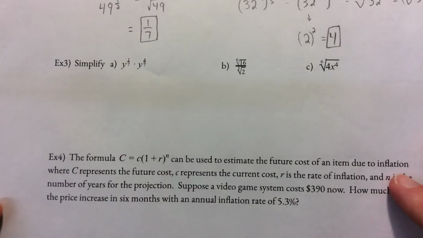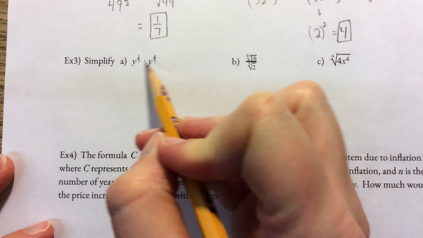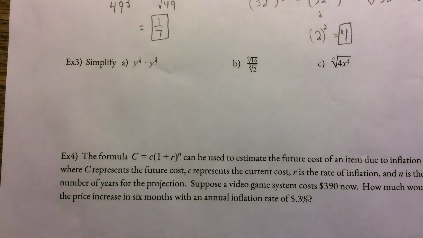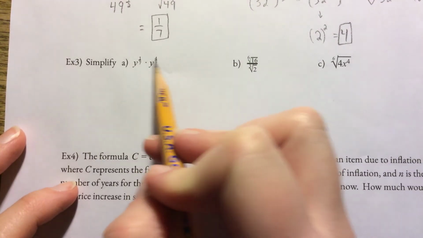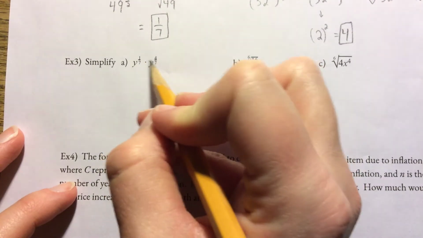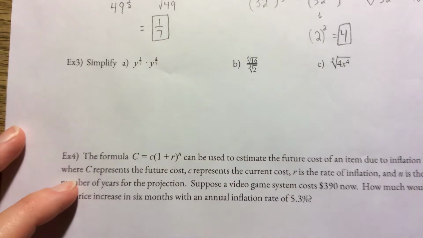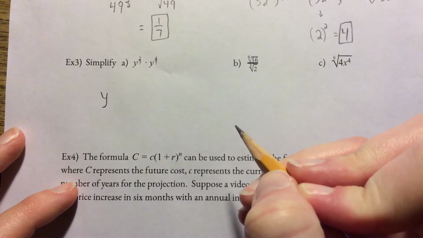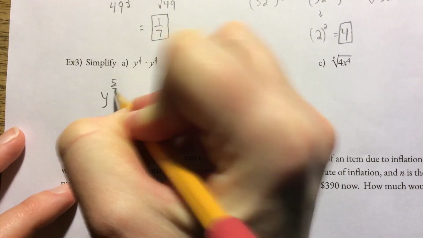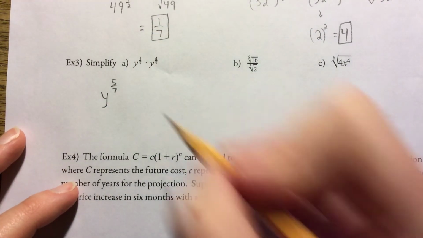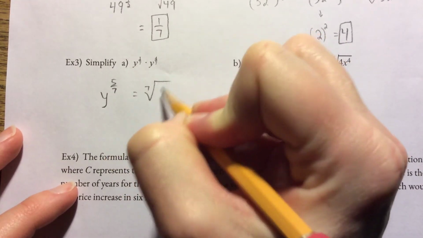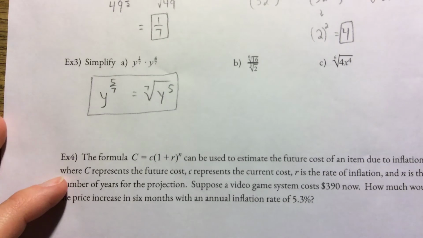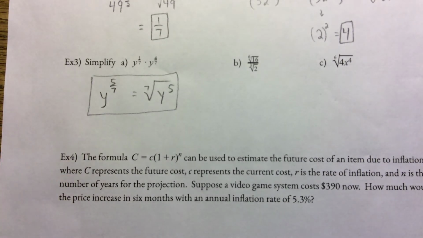Okay, so example 3, simplifying this. So I have y to the 1/7 times y to the 4/7. When you have the same base and they're raised to different powers here, we can simplify that by adding the exponents. So this would become y to the 5/7. Or you could say that's the 7th root of y to the 5th. It didn't tell you which form it wanted it in, so either of those would be fine.